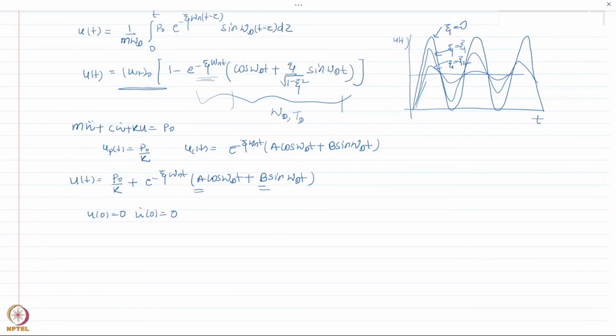Let us say your goal is to apply a step force so that you minimize the vibration. One example would be, you take a weight and put it on a scale to measure this weight. Now you don't want too much vibration because the reading would keep on fluctuating, and if the damping is very small, it would keep on fluctuating and it won't give you the correct reading.